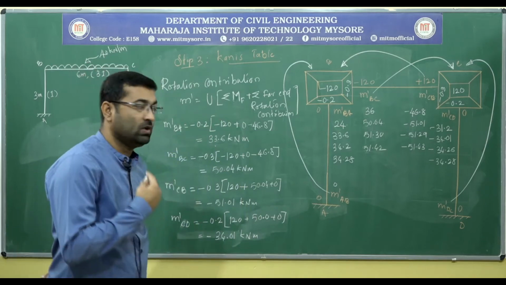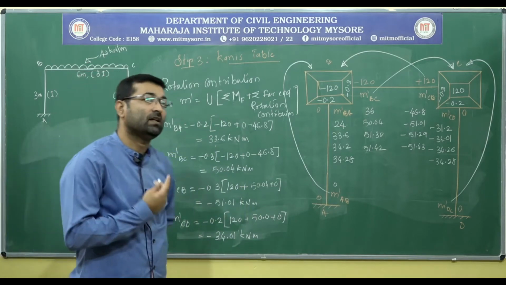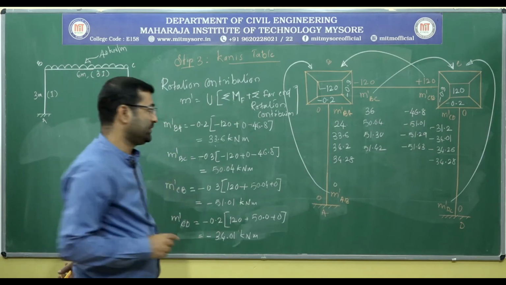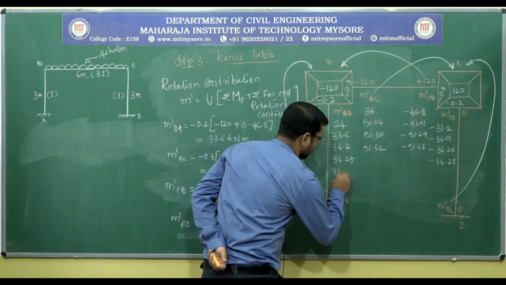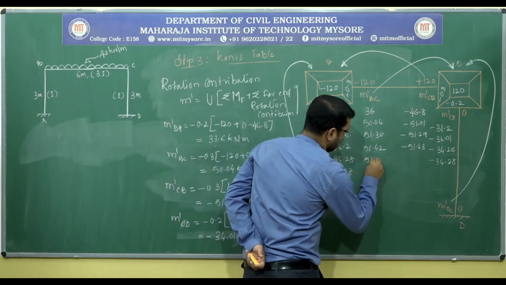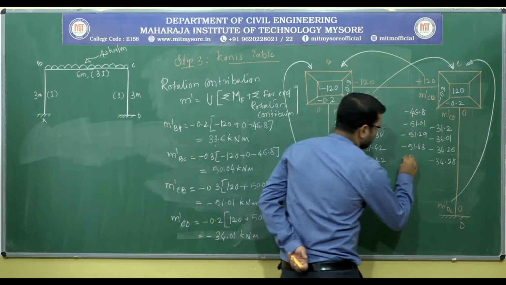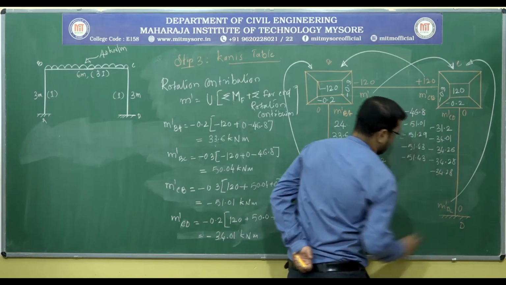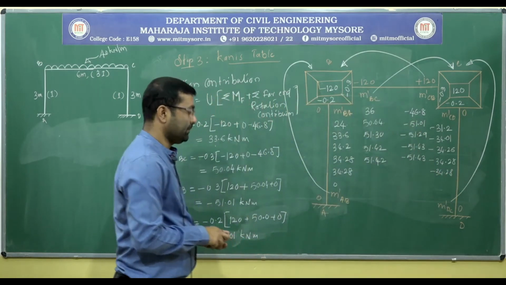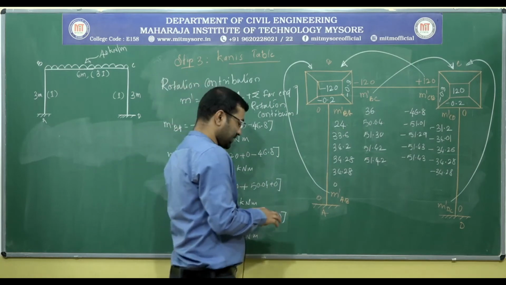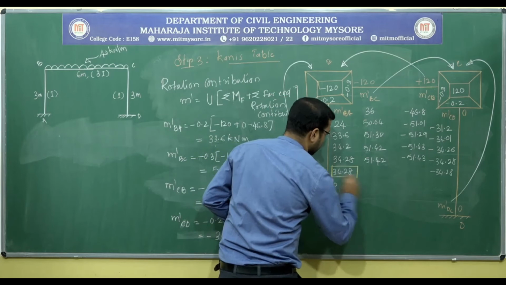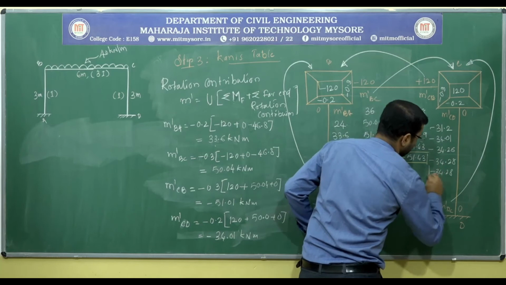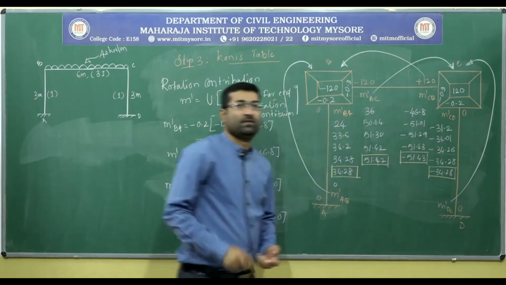It means we need to go for one more cycle where we can expect the same values. If you go for the fifth cycle, you will get the same values. In the fifth cycle, you will get 34.28, 51.42, minus 51.43, minus 34.28. So these we will get the same. So when we are getting the same, we can say these are the final rotation contributions which we can use for the estimation of the end moments.